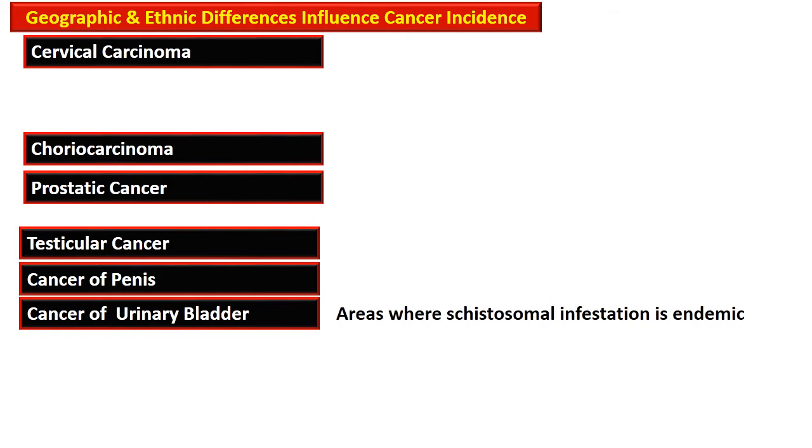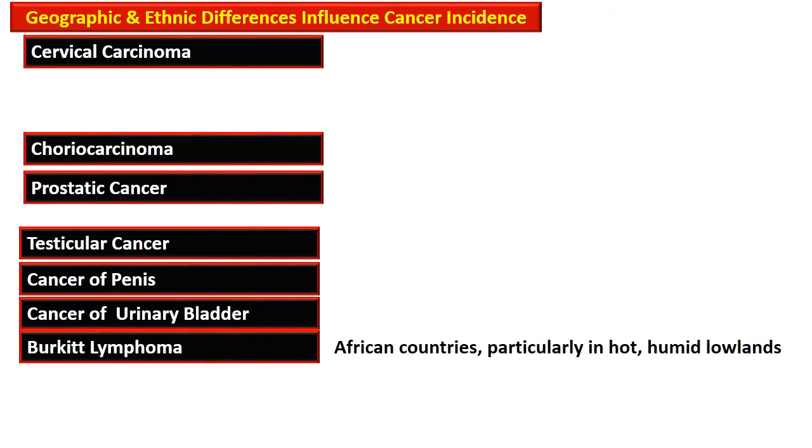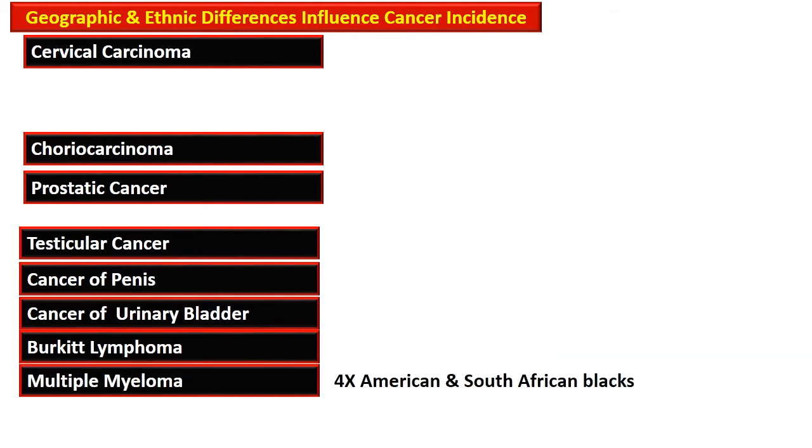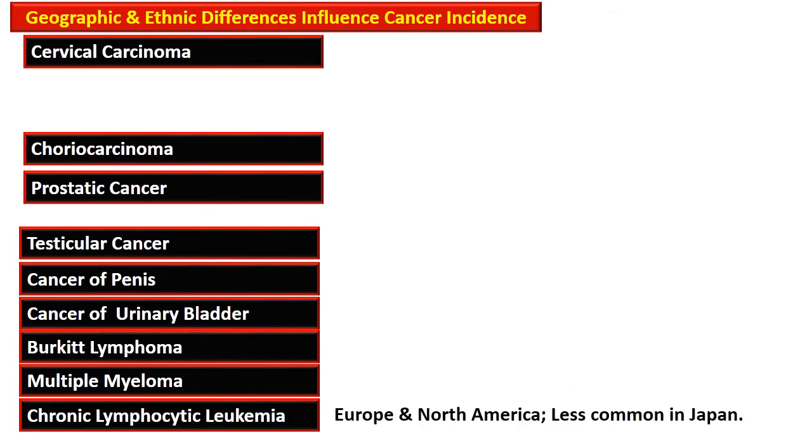Cancer of the urinary bladder is common in areas where schistosomal infestation is endemic. Burkitt lymphoma is seen in African countries, particularly in hot, humid lowlands, and multiple myeloma is seen fourfold in American and South African blacks. Chronic lymphocytic leukemia is common in Europe and North America, and it is less common in Japan.